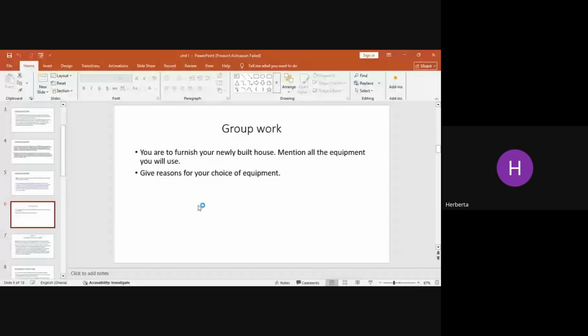I said we are not going to break to do it, we are going to do it here. You are to furnish your newly built house. Mention all the equipment you will use and give reasons for your choice of equipment.